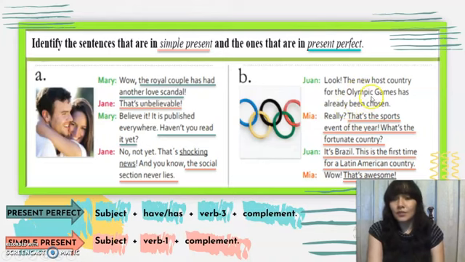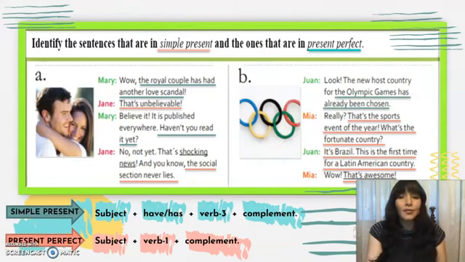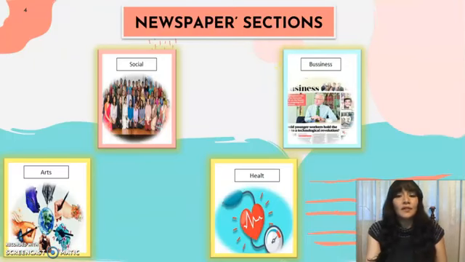So let's omit this part. And the rest is simple present because we are working with the verb is. That is the sport news, that is the fortunate country, and it's Brazil. And as you know, is corresponds to the simple present tense. So now, let's review the newspaper sections.